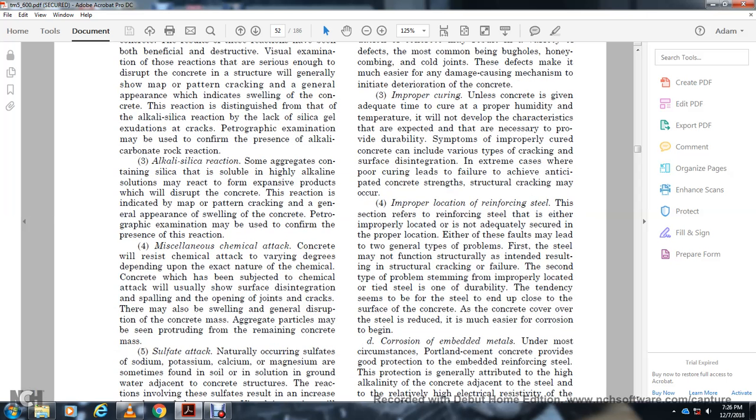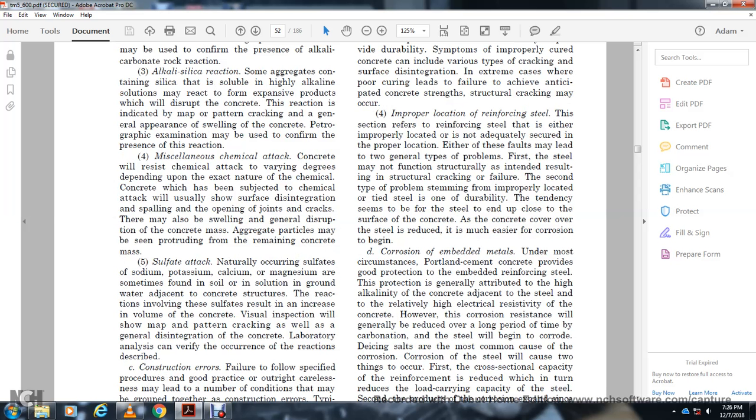Sulfate attack: sulfates of sodium, potassium, calcium, and magnesium are sometimes found within soil or in solution in the groundwater adjacent to the concrete structure. The reaction involving the sulfates results in an increase in the volume of the concrete. Visual inspection will show map pattern cracking as well as general disintegration of the concrete, and laboratory analysis can verify the occurrence of the reaction.